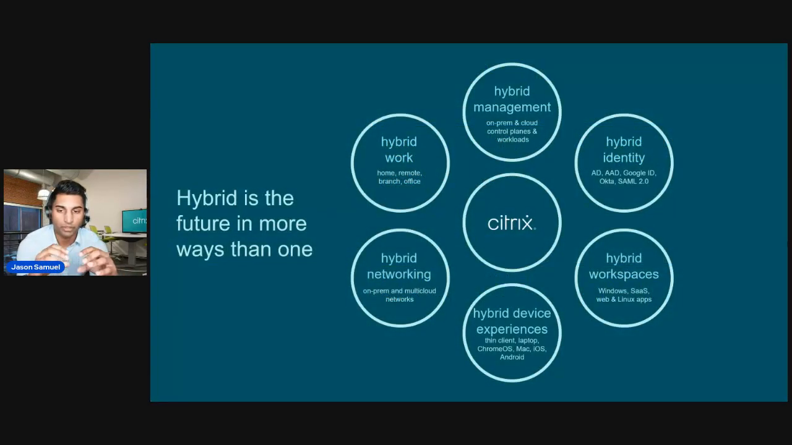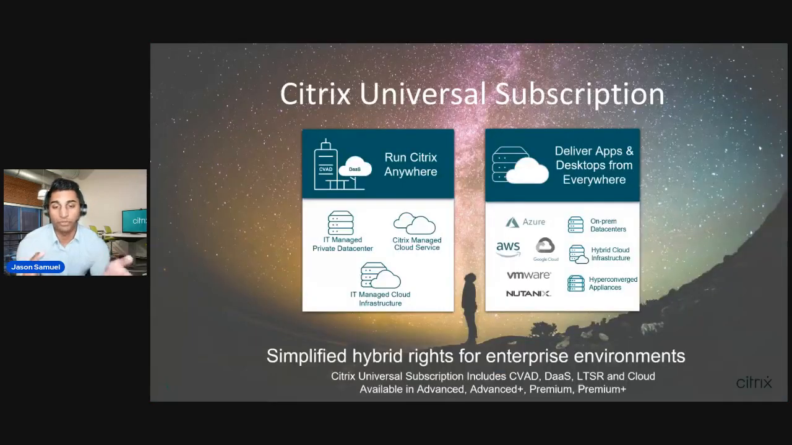Calvin already covered this, but our theme is really to be hybrid, and in all these different areas shown on the screen, whether it's on-prem or the DaaS offering, our cloud offering, we want to give you the choice to utilize whatever you need wherever it is. So that's where the Universal subscription really comes into play. You can run Citrix anywhere, whether it's in your data center, in our Citrix cloud service, or even an IT-managed cloud infrastructure, meaning you take your traditional CVAD and stick it in Azure or AWS, wherever you want to run the control plane.